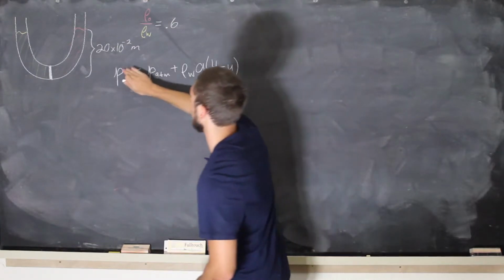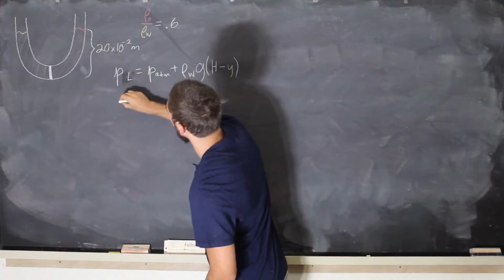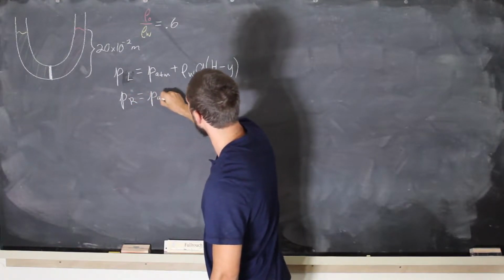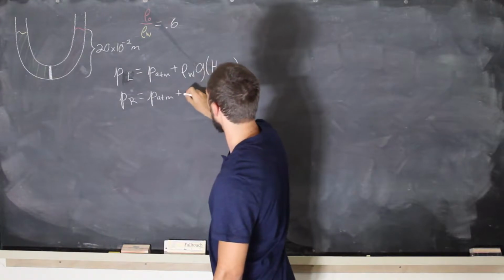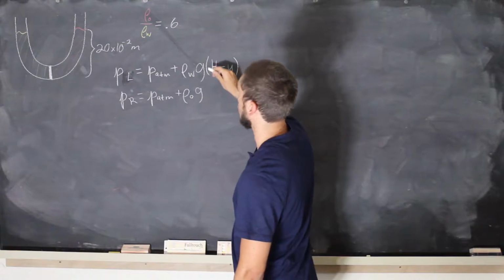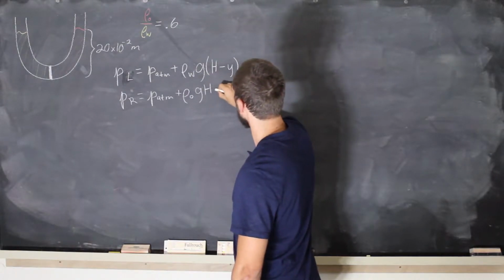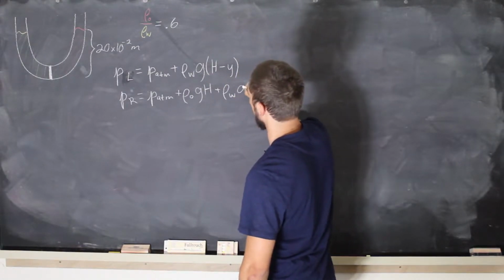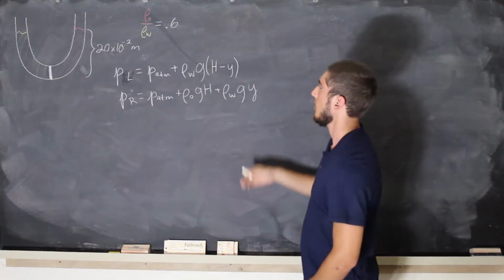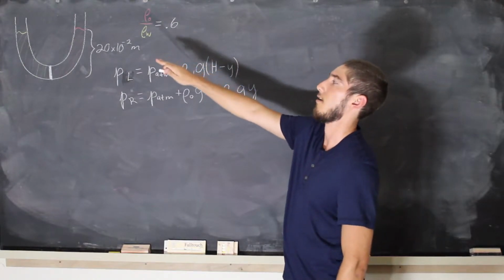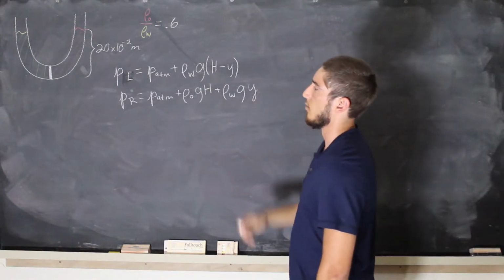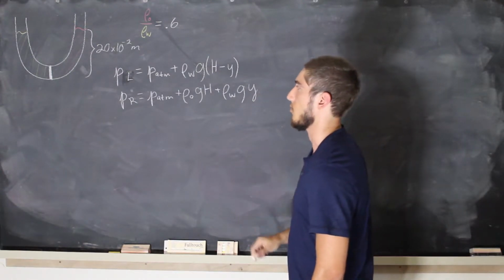And actually this is supposed to be on the left. And on the right side, we're going to have P atmosphere plus rho oil g times the height plus rho water g times the height. And by the height, I mean the new height. So since we're losing height on one end, it's going to go to the other end. And since they're in equilibrium, all we have to do is set them equal to each other.